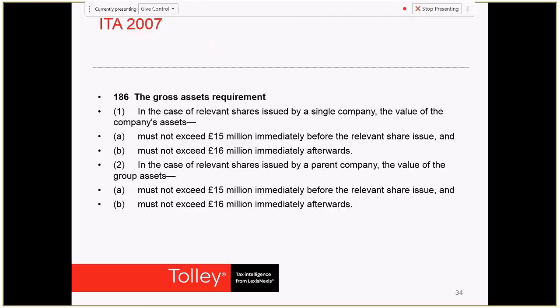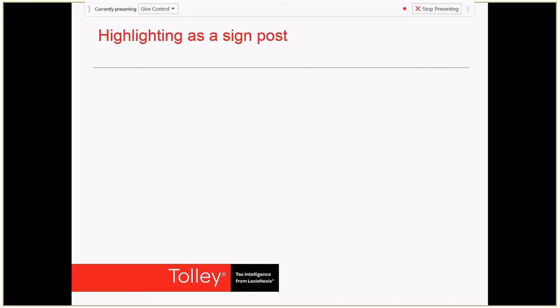Again, the gross assets requirement, I don't want to be looking at that. I just want to be looking at what's relevant. So value of company assets not exceed 15 million before, 16 million after. So just the keywords highlighted. So I've got it all prepared. My conditions are all prepared to go.